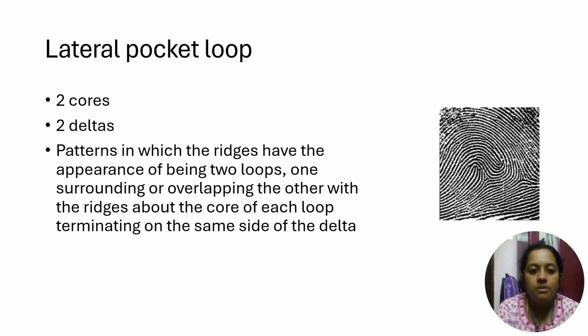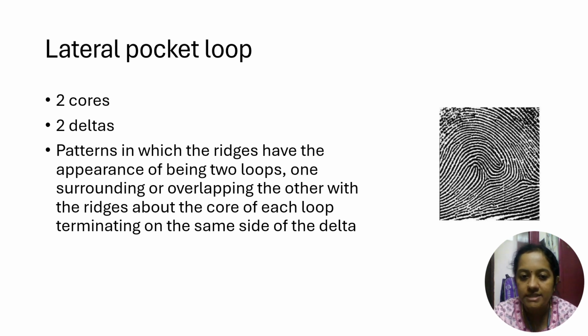Next is lateral pocket loop. This will also have two cores and two deltas, but the only difference from the other twinned loop is that this pattern has ridges that appear to be two loops, one surrounding or overlapping the other, with the ridges about the core of each loop terminating on the same side of the delta. I hope this is clear.